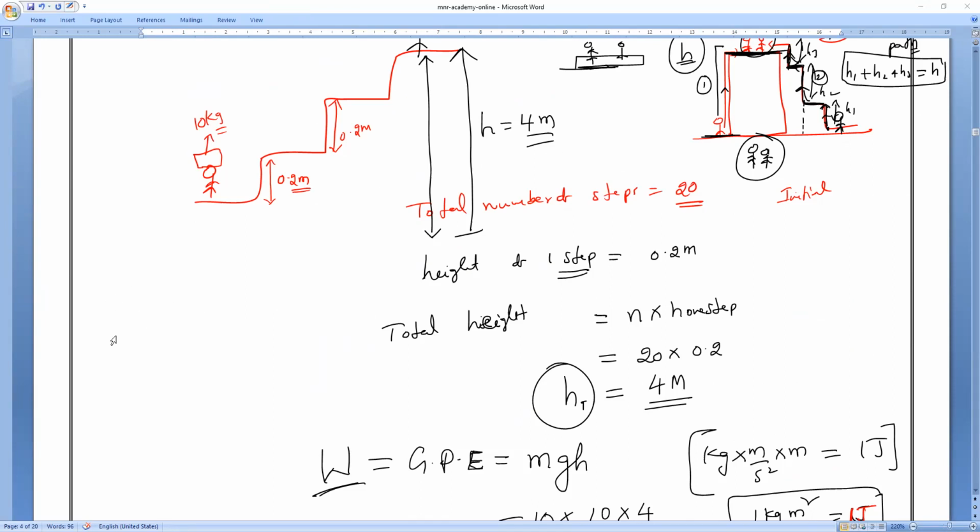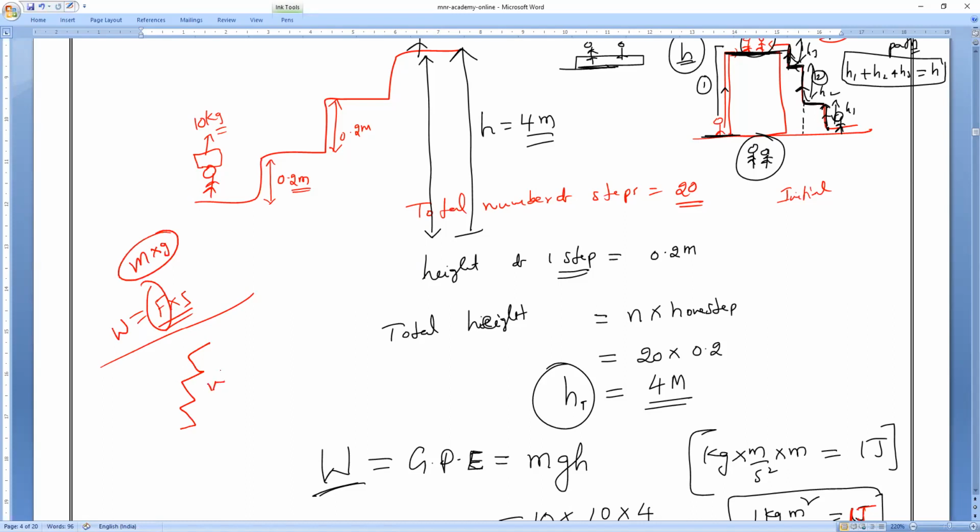As he is working against gravity, for example, if he is traveling on the surface, I will say work done is equal to force into displacement alone. But he is going against gravity. If he is going against gravity, force is equal to what? M into G. Do you understand? So work done is equal to M into G into S. So M into G into S is what we call gravitational potential energy. S means H, because he is working against gravity. So S will become H. Do you understand?